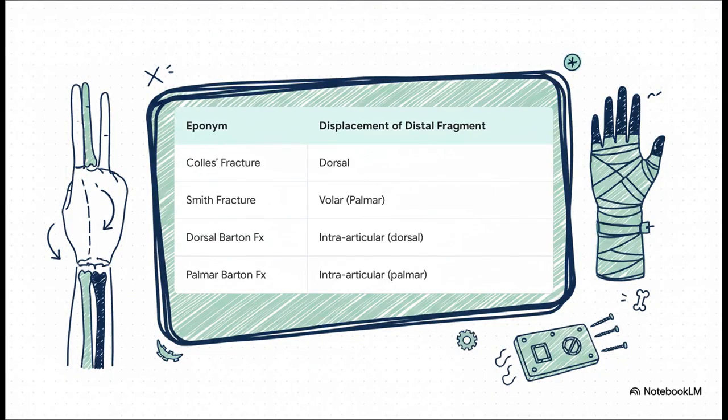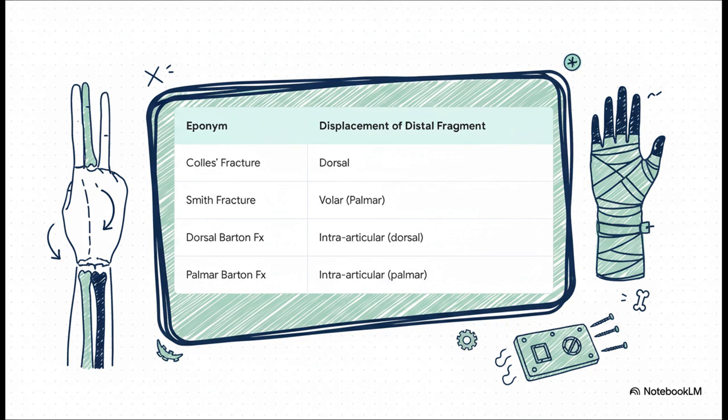First up, the Colles fracture. This is the one you'll see most often. Here, the distal piece is displaced dorsally, or towards the back of the hand. The Smith fracture is the exact opposite, sometimes called a reverse Colles. The fragment goes volar, or towards the palm.